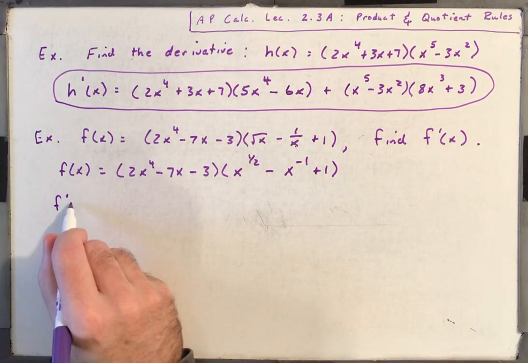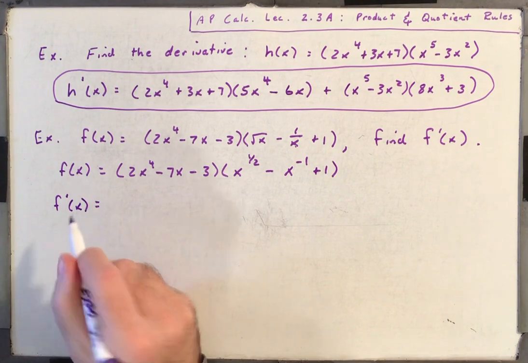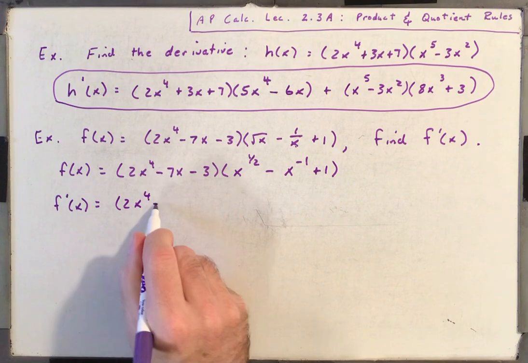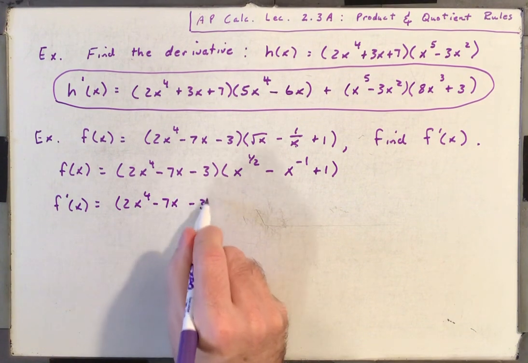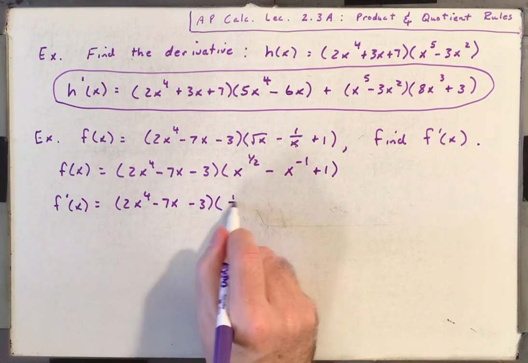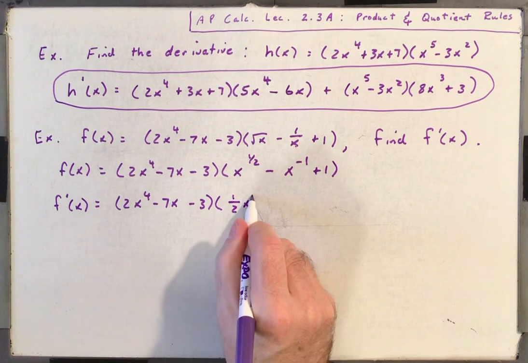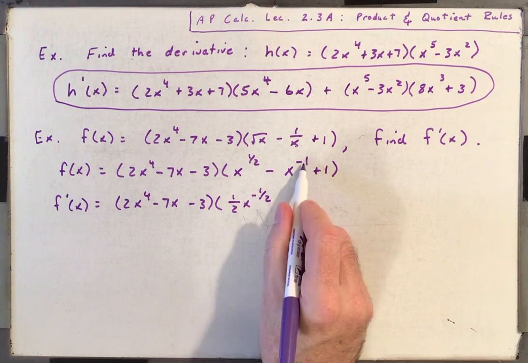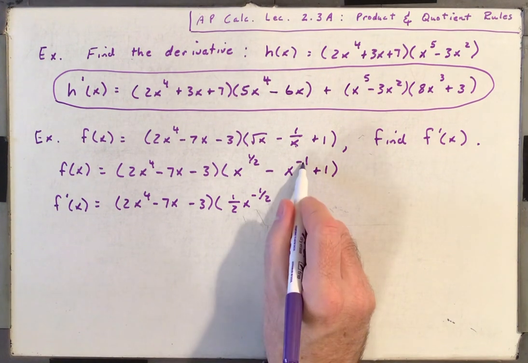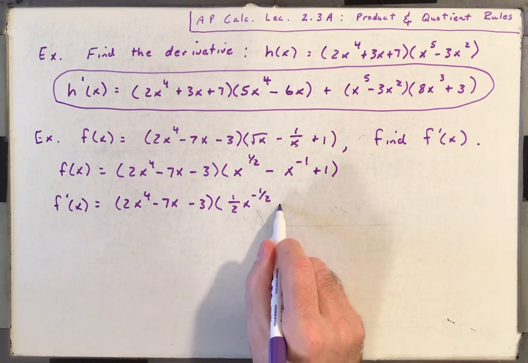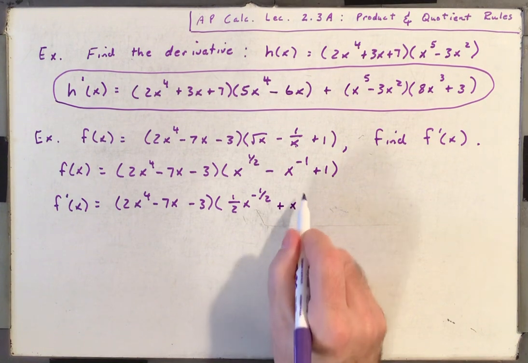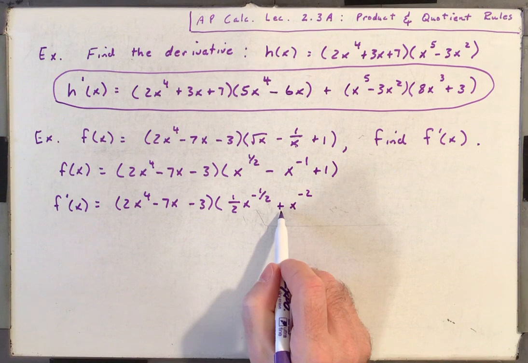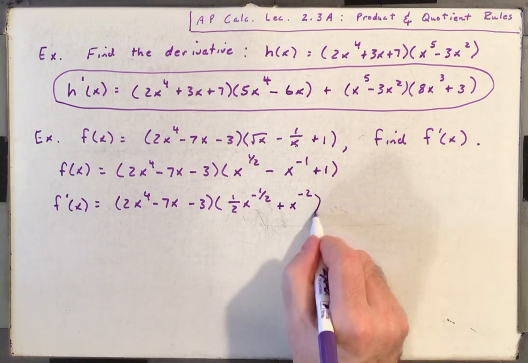So f prime of x is equal to, first, 2x to the fourth minus 7x minus 3 times the derivative of the second, 1/2 x to the minus 1/2. And then the derivative of x to the minus 1 would be negative 1 times this negative out front would be plus x to the minus 2. Negative times negative makes a positive. And then the 1 goes away.